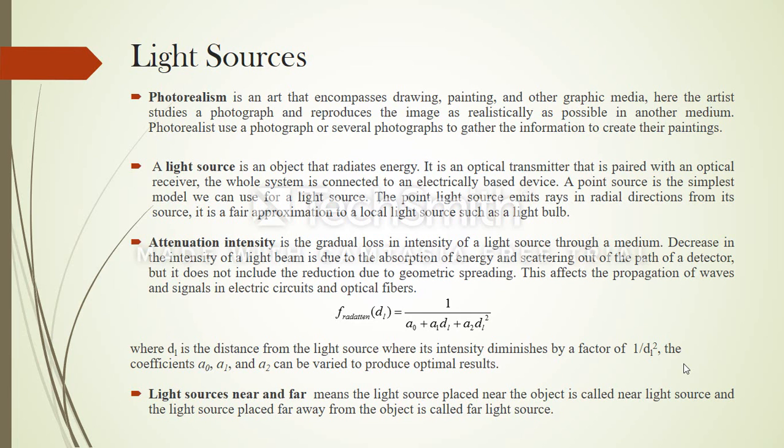Light source. A light source is an object that radiates energy. It is an optical transmitter that is paired with an optical receiver. The whole system is connected to an electrically based circuit.